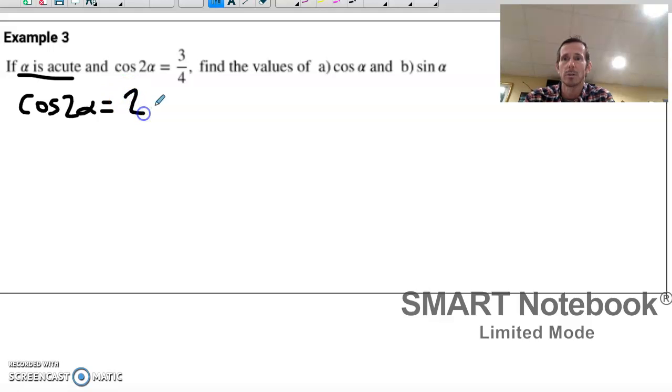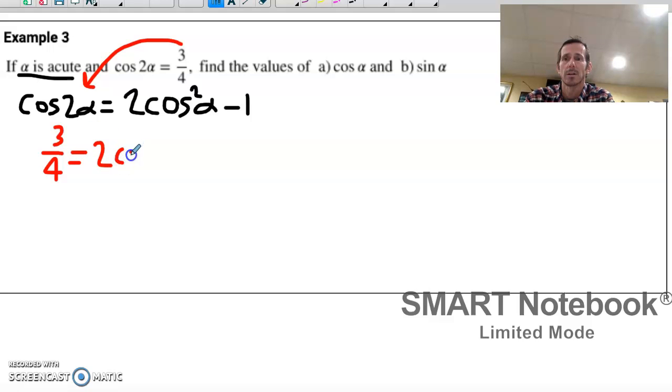So 2 cosine squared alpha minus 1. And this time it's a little different because this 3/4 is what the cosine of 2 alpha is equal to. So I can put that 3/4 right over here, and I can say that's equal to 2 cosine squared alpha minus 1. And I have a couple steps I have to do.